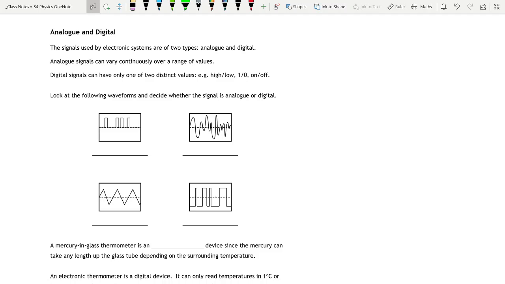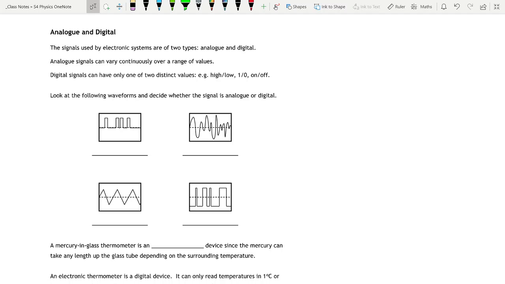Okay, so signals used by electronic systems are of two types, analog and digital. Analog signals can vary continuously over a range of values, but digital signals can only have one of two distinct values, so high, low, 1, 0, on or off. Okay, so we're going to look at the following waveforms and decide whether the signal is analog or digital. So I'm just going to put A for analog and D for digital.